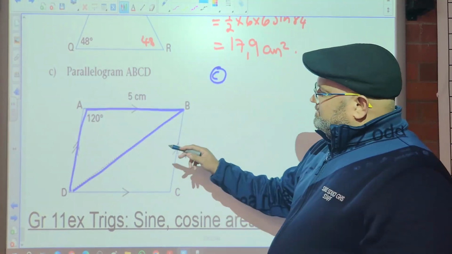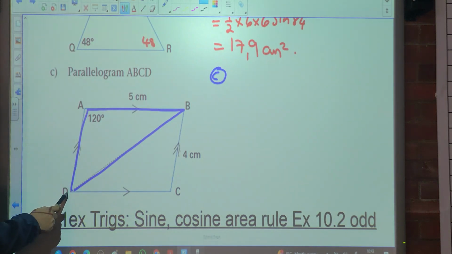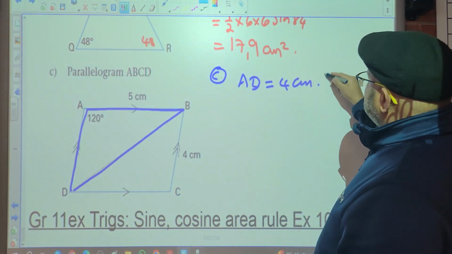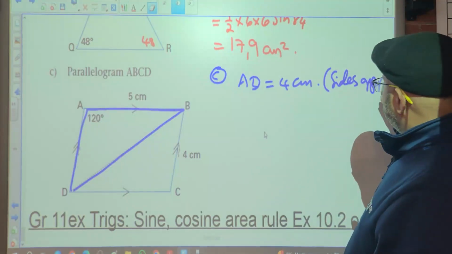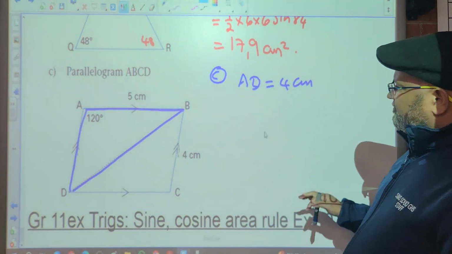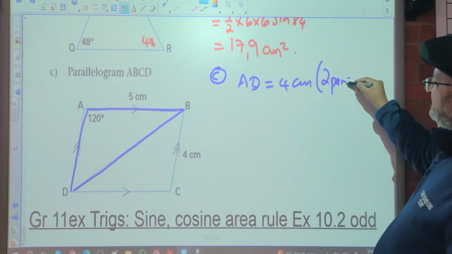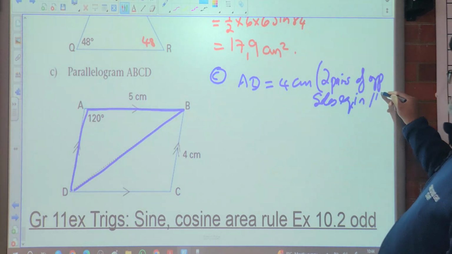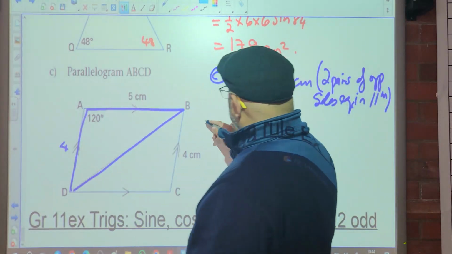You guys understand? So what do we still need in triangle ABD to calculate the area of this triangle? We need AD, but we know AD is 4 centimeters. Why? Okay, firstly, we don't need the reason. But the proper reason here is 2 pairs of opposite sides are equal in a parallelogram. That is 4. People, can I calculate the area now?